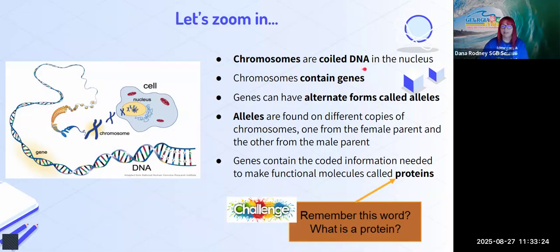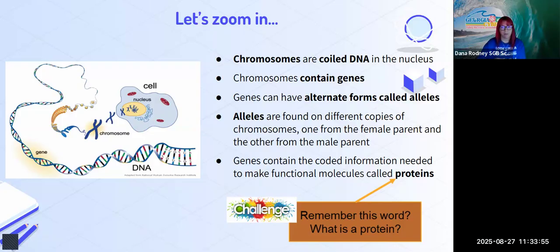So let's talk about DNA and chromosomes real quick, just for a minute. So chromosomes are the DNA that's been all coiled up in the nucleus, and they contain genes and also a little bit of protein. Those genes can have multiple forms. They're called alleles. And alleles are when you have different copies of the chromosomes. That's the gene that codes for something.